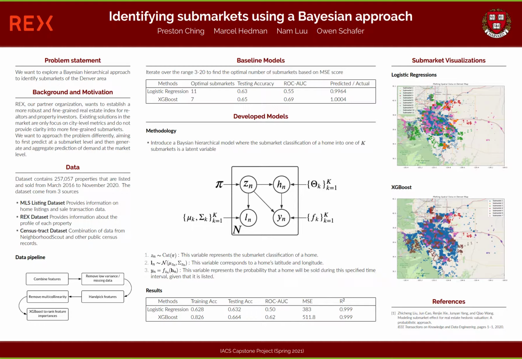To look at some of the performance, we can see that on the ratio of predicted to actual homes sold, we get relatively good performance. But on a per home basis, the performance is relatively low, as can be demonstrated by the testing accuracy and the ROC AUC score.